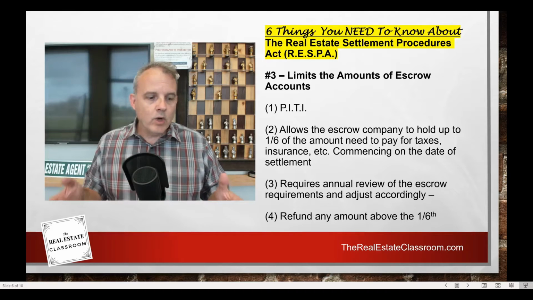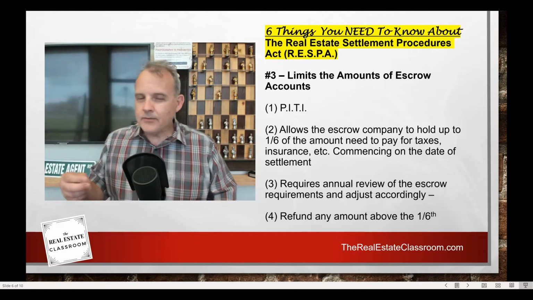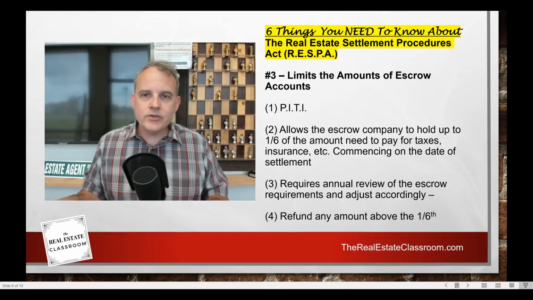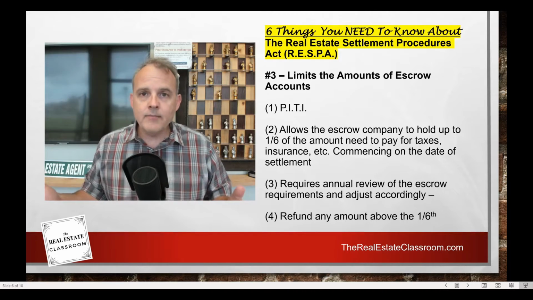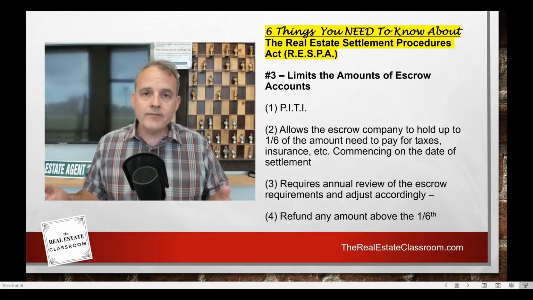Now, what was happening prior to RESPA is that if a bank or a lender was concerned about the consumer that they were loaning the money to, they would have an exorbitant amount required for the escrow account.